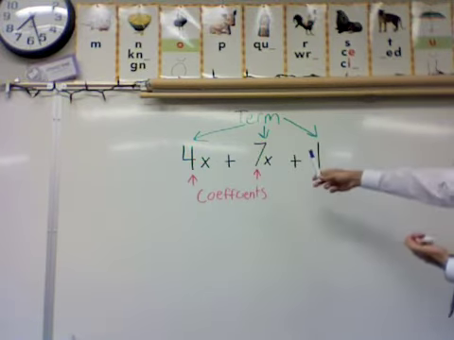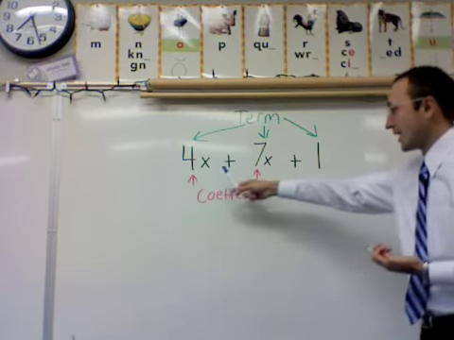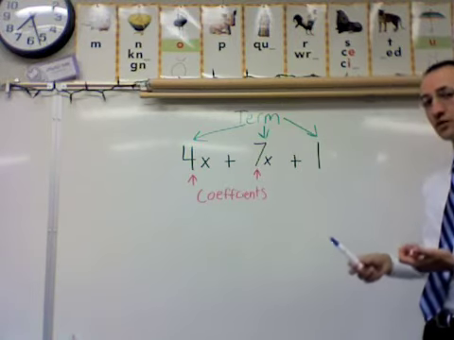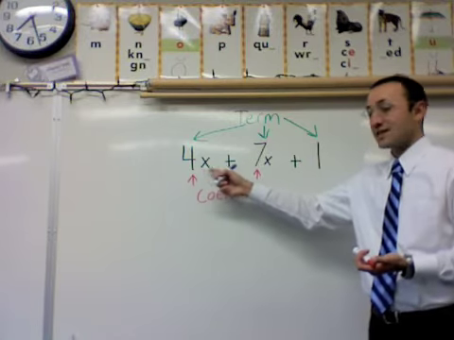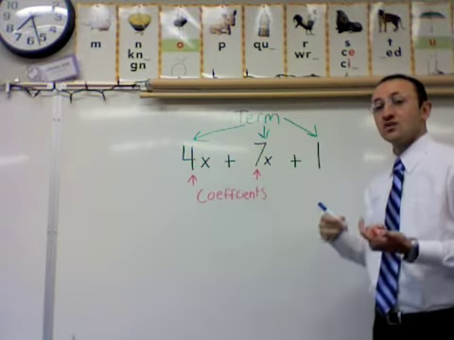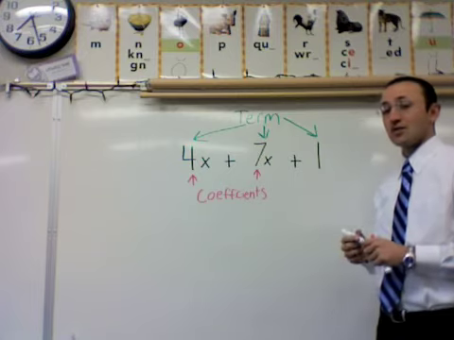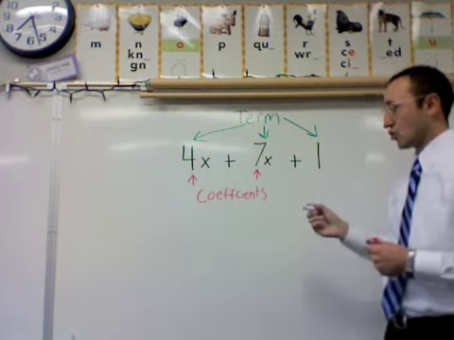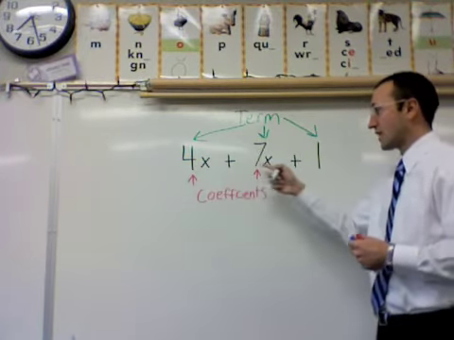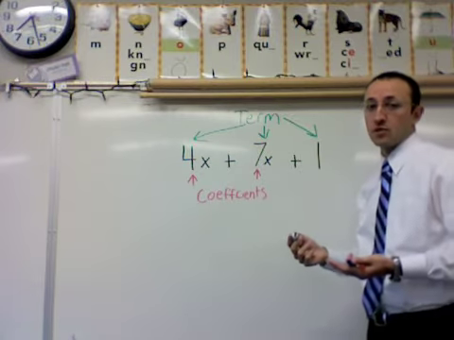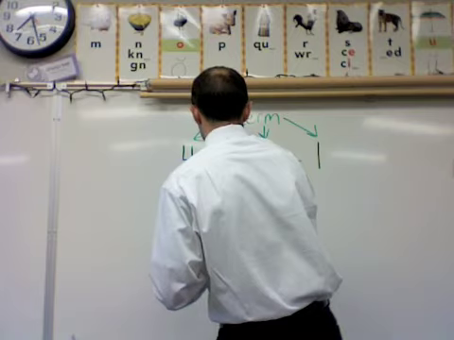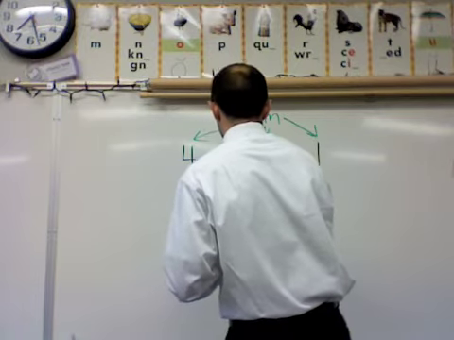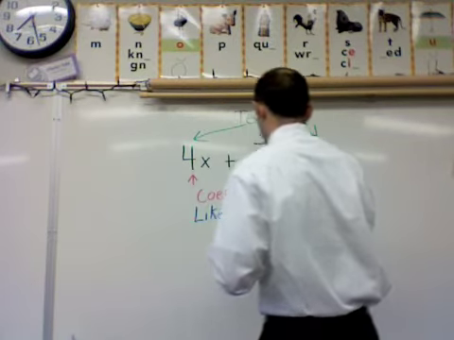Now if I look at the variables x and x, they're similar. They look like each other. 4 has an x, 7 has an x. So now I'm going to identify them as something else that are called like terms. Since they both have an x, they look alike, which means they're going to be called like terms. I'm going to use a different color to identify the like terms.